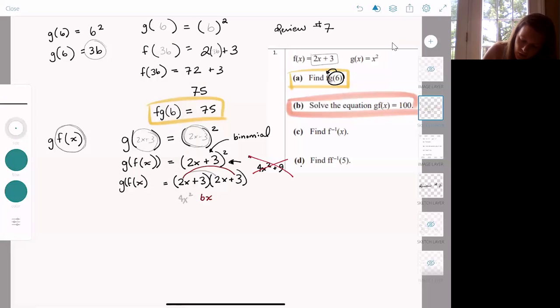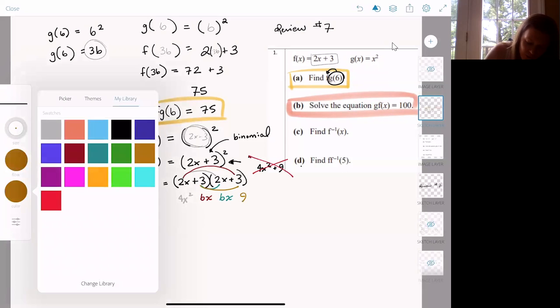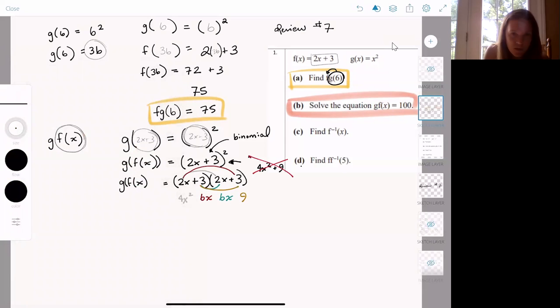Okay, then the next two is again going to be 6x. And lastly, oh no, I want brown, that's what I want. 3 times 3 is going to give us 9. So I just multiplied all those together, but what about the signs in between them, right?